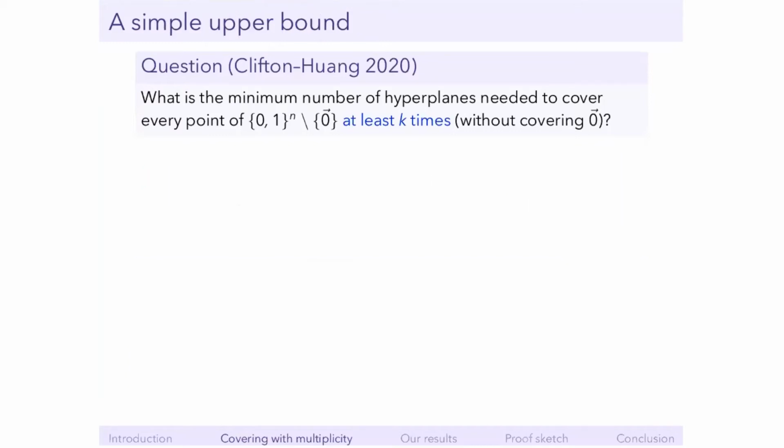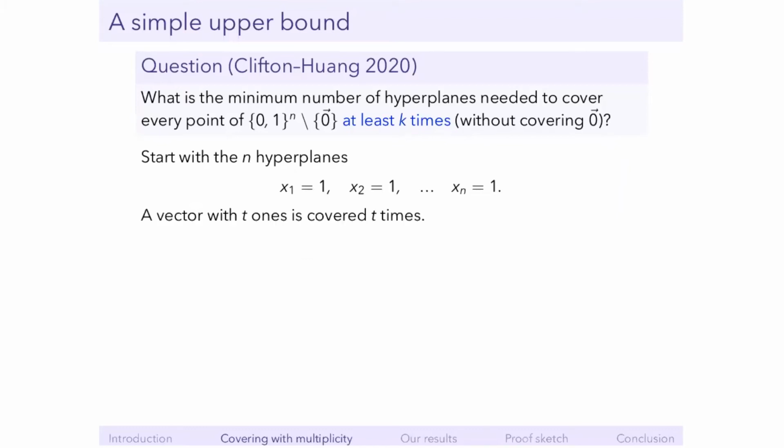Okay, so again, this is the question that they asked that we had on the last slide. And they came up with the following simple upper bound. We're going to construct such a covering as follows. First, we start with the n hyperplanes x1 equals 1, x2 equals 1, and so on. If a vector has t ones in it, then these hyperplanes will cover it exactly t times, because these are exactly the things that count how many times you have a 1 in your binary representation.